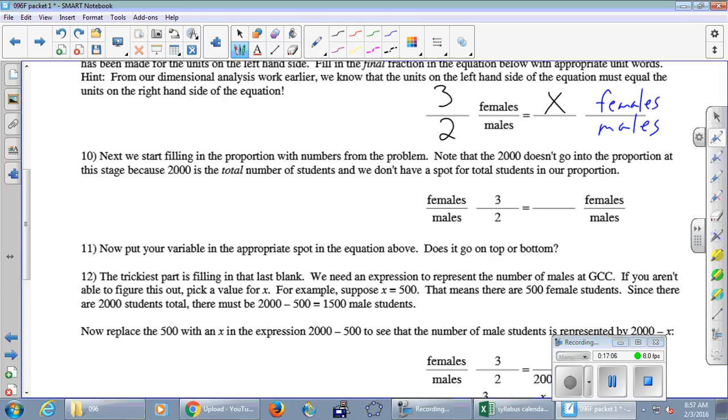Okay, the trickiest part is this last blank here. There's one number we haven't used in the problem. It has to come into play. What is it? 2,000. What does 2,000 represent? Total number of students. All the students, males and females together, is 2,000. It is tempting to just throw the 2,000 there, but what word does that bottom number have to represent? Males. And 2,000 is not representing the males. It's all the students. Okay, some of you might already know what's supposed to go here. It's going to have x in it, and it's going to have 2,000 in it.